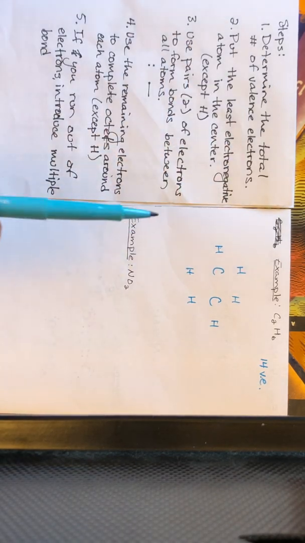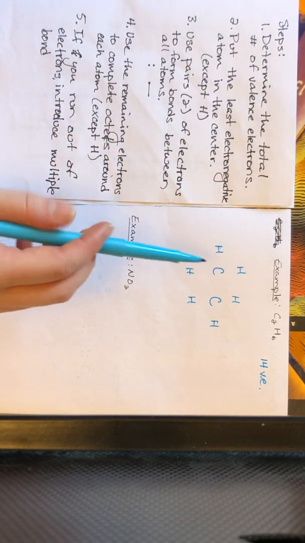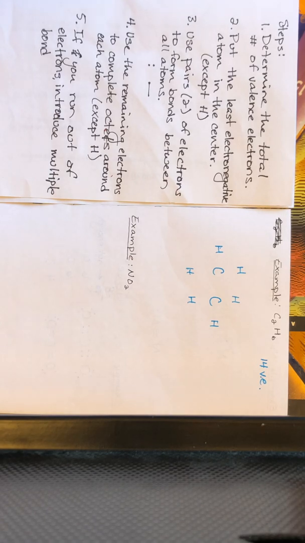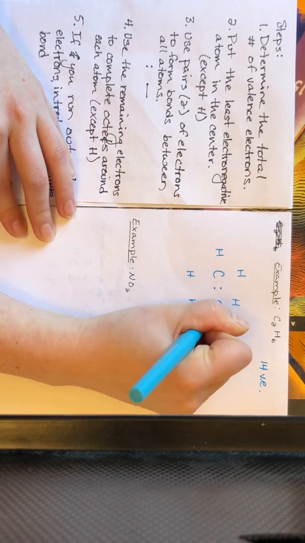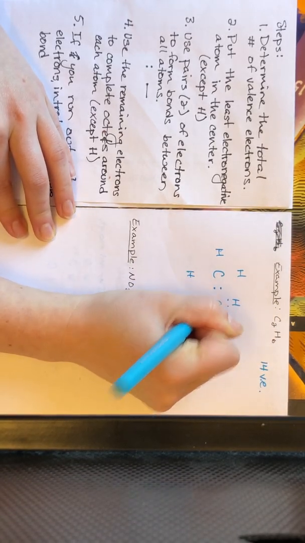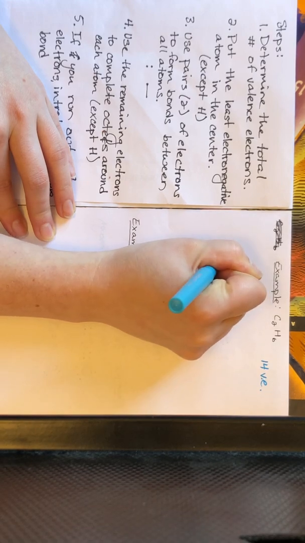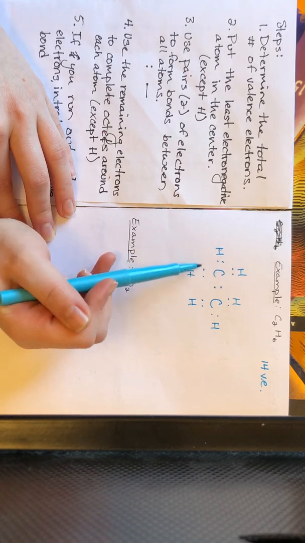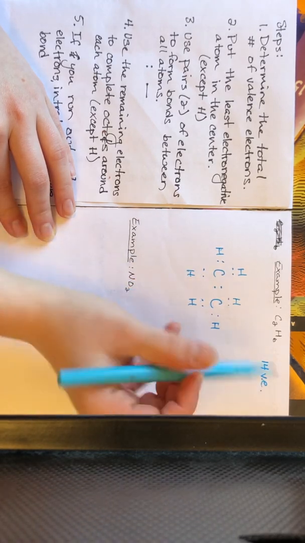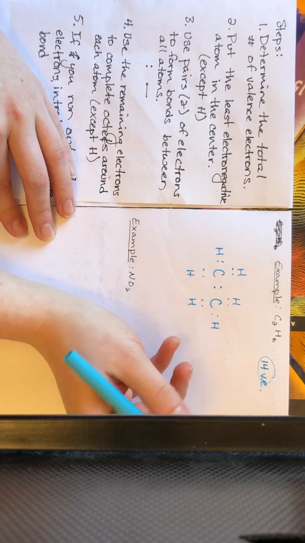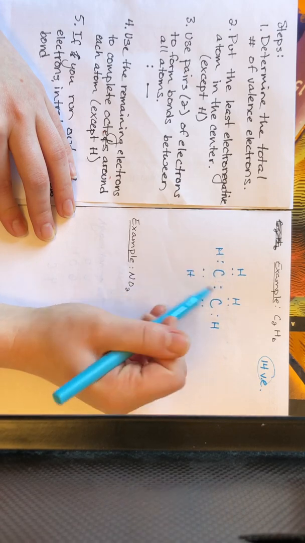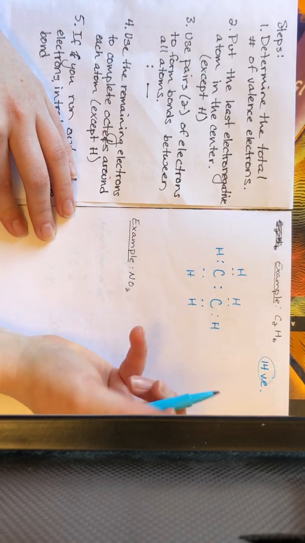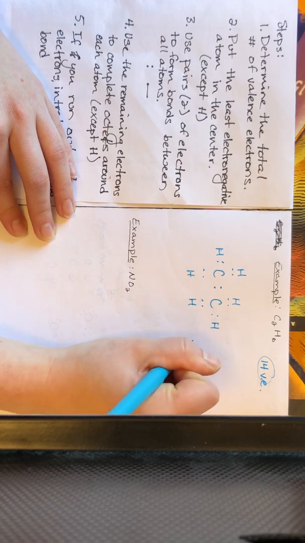In this molecule, each carbon is bonded to 3 hydrogens and 1 carbon. And so we put pairs of electrons between each of them: a pair between the carbons, and then a pair between all of the hydrogens. And so counting our electrons now, 2, 4, 6, 8, 10, 12, 14. We've used them all. So hopefully we have full octets on all of our atoms. Each carbon has 8, good. Each hydrogen has 2, which is what it wants.